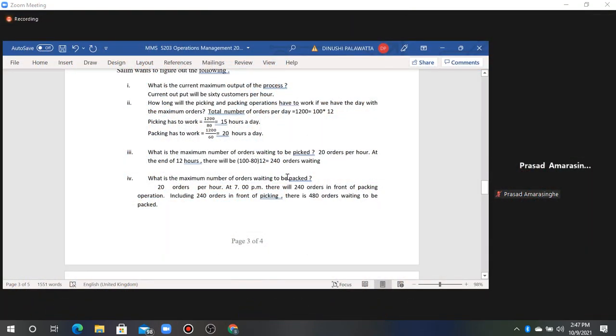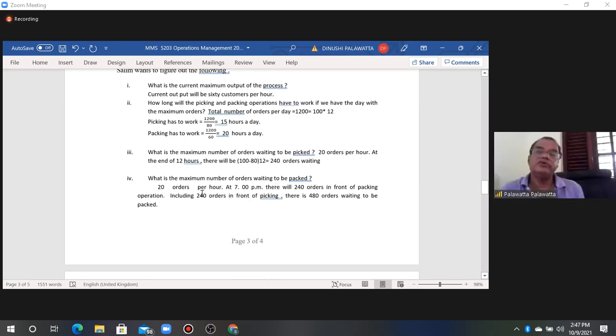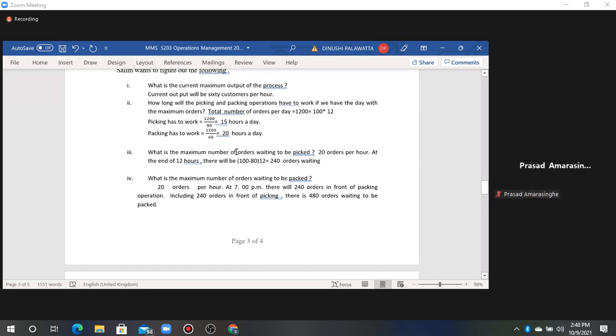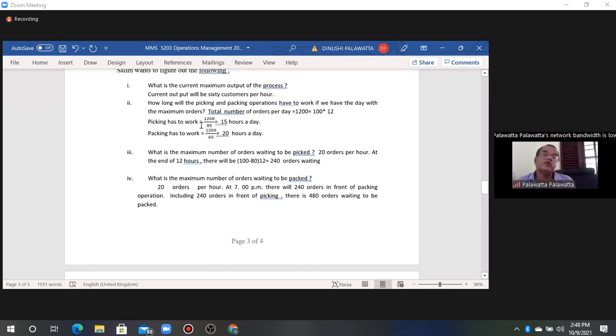And then the packing is also the same. There will be 240 orders in front of the packing operation, including 240 orders in front of picking. There are 480 orders waiting to be packed, because packing works at 60 customers per hour. So for 1,200 orders at 60 customers per hour, you need 20 hours a day.